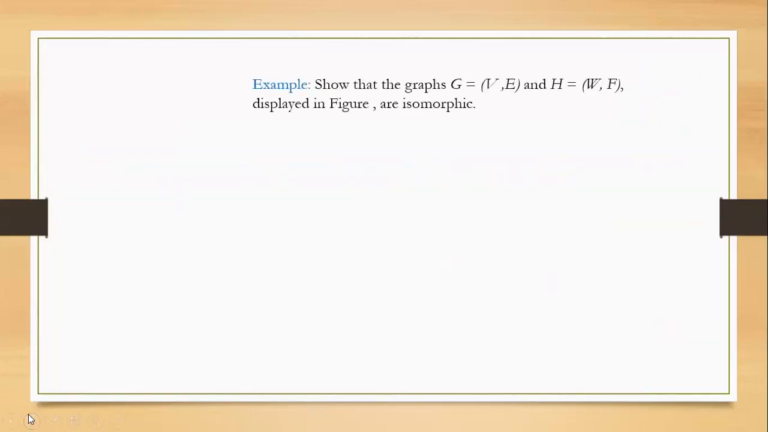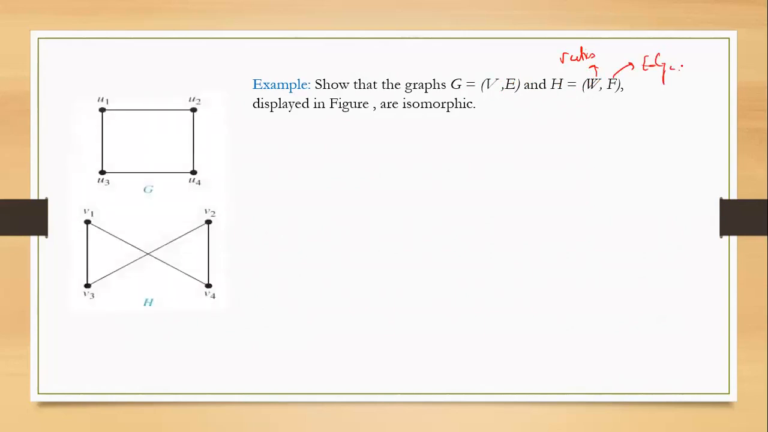After that, let's see an example. Show that the graphs G = (V, E) and H = (W, F), displayed in the figure, are isomorphic. V and E are the vertex set and edge set here, while W is the vertex set and F is the edge set.